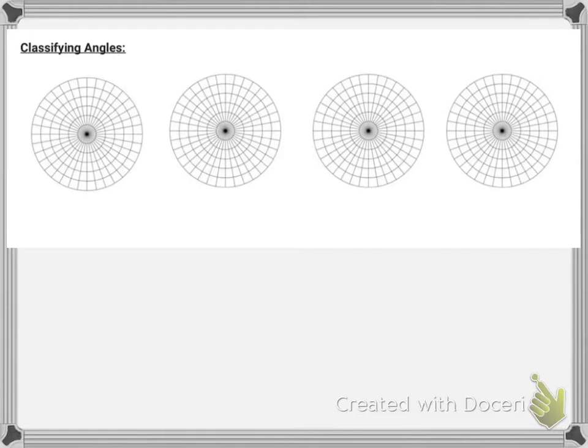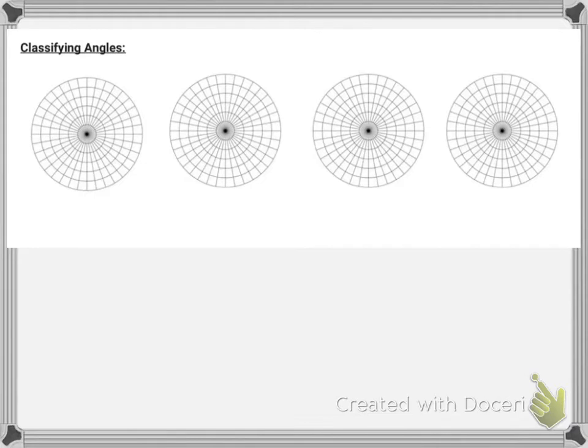Alright guys, in this video we're going to talk more about angles and how we can classify angles and some important things about them. So the first thing we're going to do is just talk about 4 types of angles that we will commonly see. So I have these little graphs, and if you printed out the paper you should too.